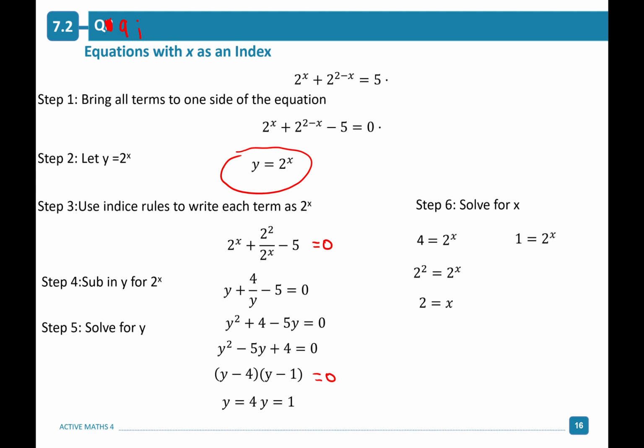We now must solve for our second value of y. This gives us 1 is equal to 2 to the power of x. To solve for x, our exponent, we must write both terms with a common base. 1 is the same as writing 2 to the power of 0. This means 2 to the power of 0 is equal to 2 to the power of x, and 0 is equal to x.